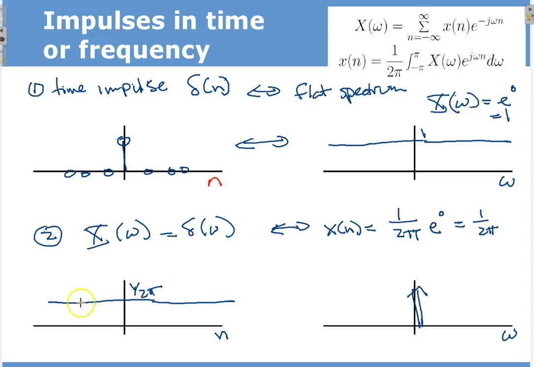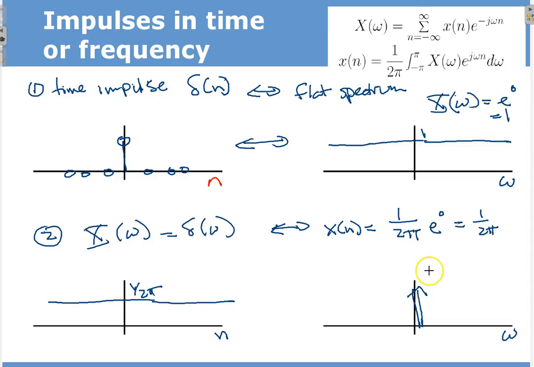And this makes sense. If you had a constant signal that never changed, this is a DC signal. It only has 0 frequency, so you would expect the frequency spectrum to be something like this, X of omega being a delta function.